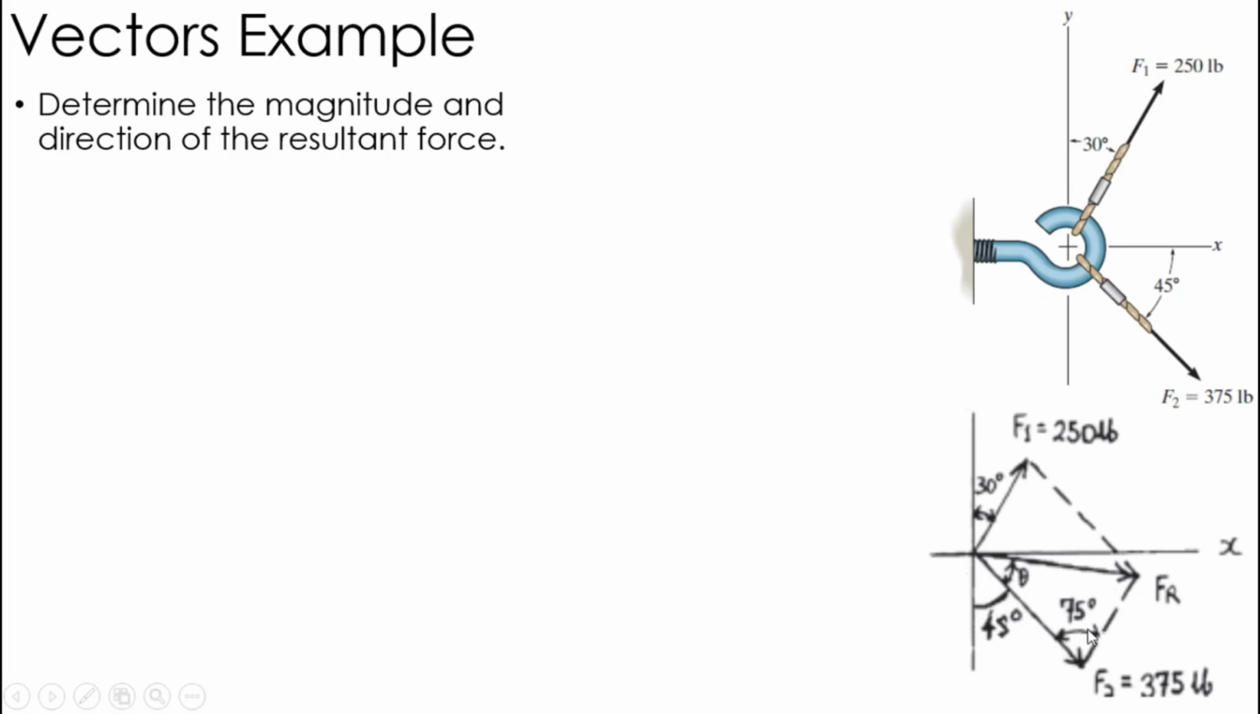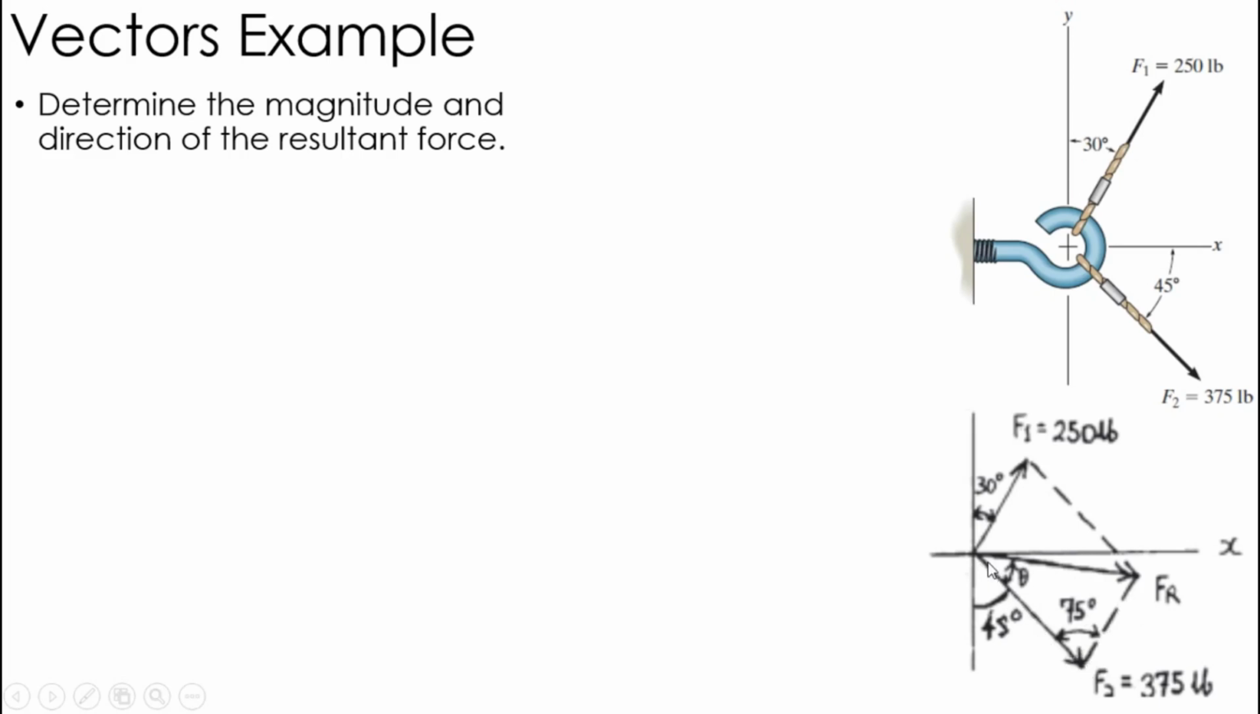I know that this angle is 75 degrees, and I know that because of the 45-degree angle and the 30-degree angle. So if I had a vertical line in here, going that way from the vertical line is 45 degrees, alternate interior angles. And then from here to here is 30 degrees because that's the direction of F1. So I know 75 degrees, I know this side is 375, and I know this side is 250.